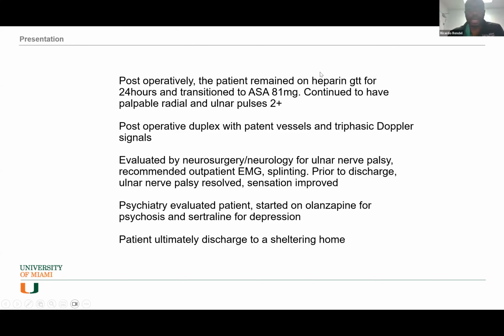Post-operatively, we had him on a heparin drip for 24 hours and then switched him to aspirin. He did get a post-operative duplex that showed everything was widely patent with triphasic signals. We had psychiatry come and evaluate him and help us manage his schizophrenia. And then ultimately, he was discharged to a sheltering home because he was homeless.